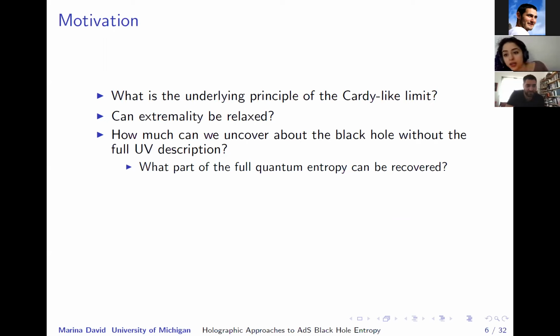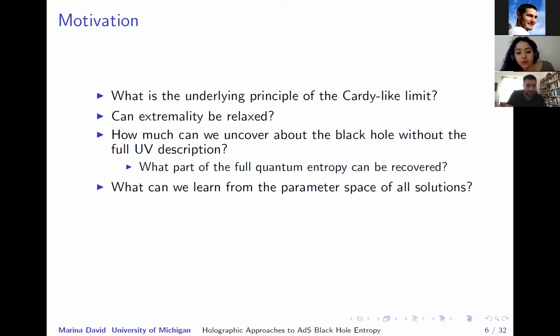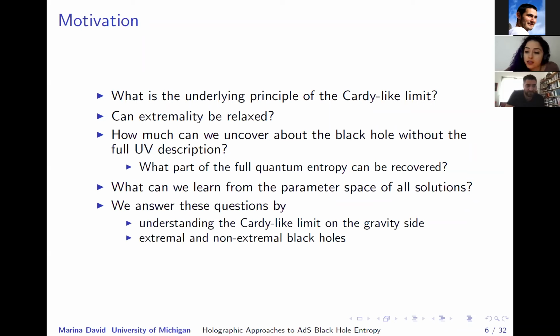How much can we uncover about the black hole without knowing the full UV description? A lot of the times, these black hole solutions are very difficult to find, and trying to understand some information about the black hole without knowing the full solution is quite useful. More importantly, also, is learning about the parameter space and what we can learn about the space of all solutions. I'll answer these questions by understanding and learning about the Cardy-like limit on the gravity side, and also focusing on both extremal and non-extremal black holes.